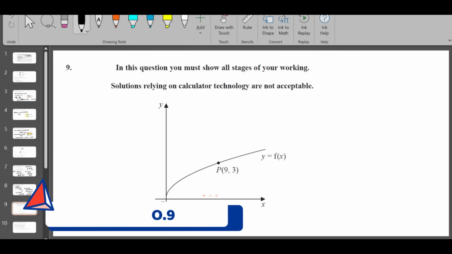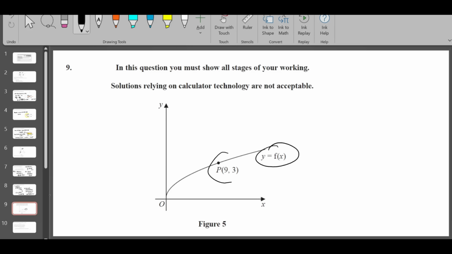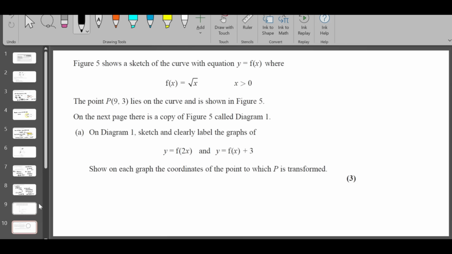We have a graph given. The function y is equal to f of x and a point given. It says figure shows the sketch of the curve with the equation f of x is equal to root x. Okay. The point 9, 3 lies on the graph, yes. On the next page there is a copy of the diagram, figure 5 called diagram 1. On diagram 1, sketch clearly f of 2x and f of x plus 3. So they want us to sketch these two graphs on diagram 1.